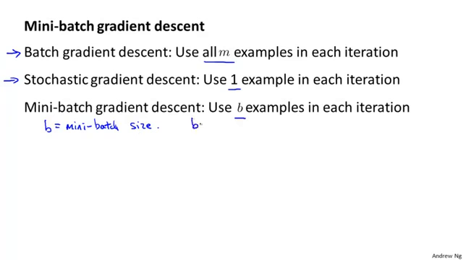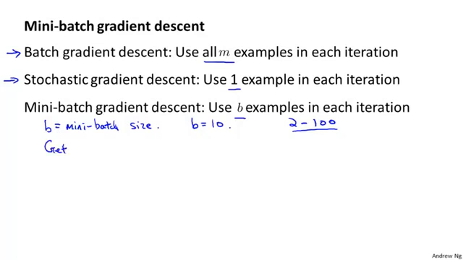A typical choice for the value of b might be b equals 10, let's say, and a typical range really might be anywhere from b equals 2 up to b equals 100. So that would be a pretty typical range of values for the mini batch size. And the idea is that rather than using one example at a time or m examples at a time, we're going to use b examples at a time.